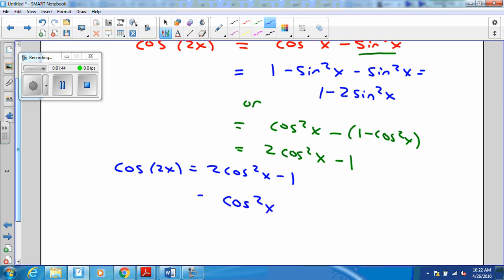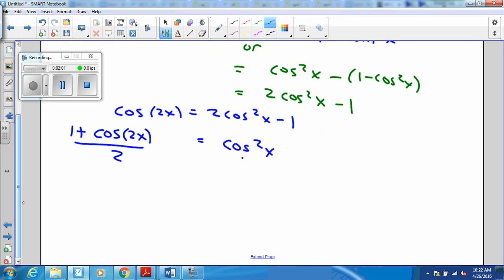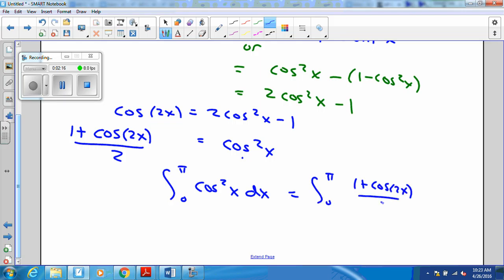now add and divide to get an identity for cosine that allows me now to integrate even powers of cosine. So if I have, for example, the integral from 0 to pi of cosine squared x dx, then I can rewrite that as the integral from 0 to pi of 1 plus cosine 2x over 2 dx.